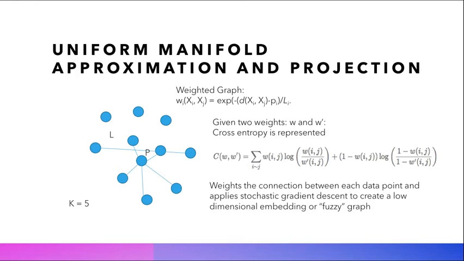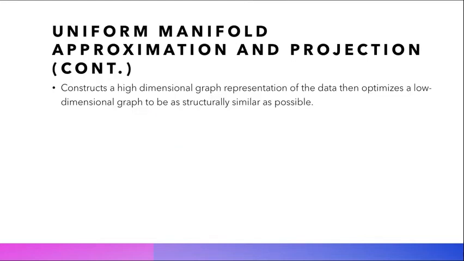Those may look like very overwhelming mathematical formulas, but really what they do is weight the connection between each data point and apply stochastic gradient descent, or just try to find the best fit, to create a low-dimensional embedding or a fuzzy graph. So, to summarize, it constructs a high-dimensional graph representation of the data, then optimizes a low-dimensional graph to be as structurally similar as possible. The reason it's called low-dimensional is because it has fewer dimensions than the high-dimensional graph.